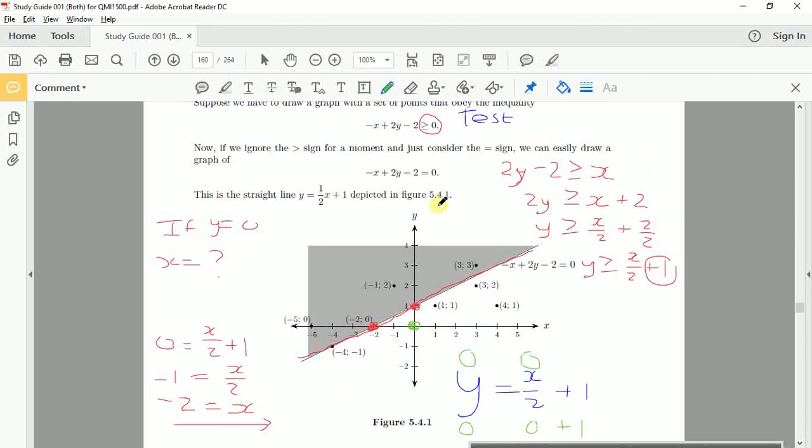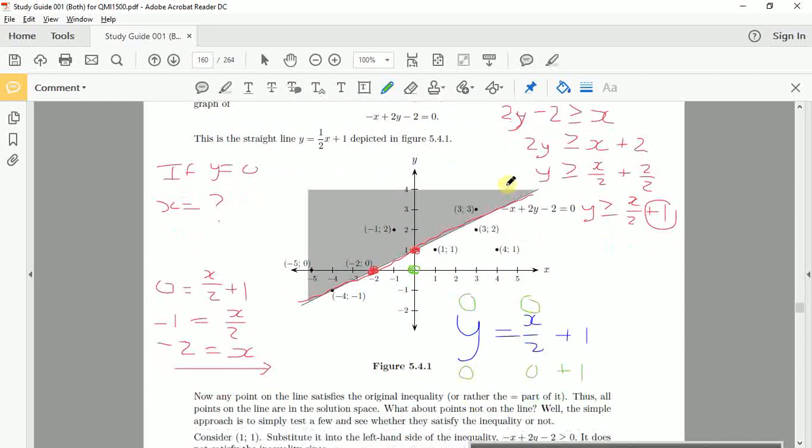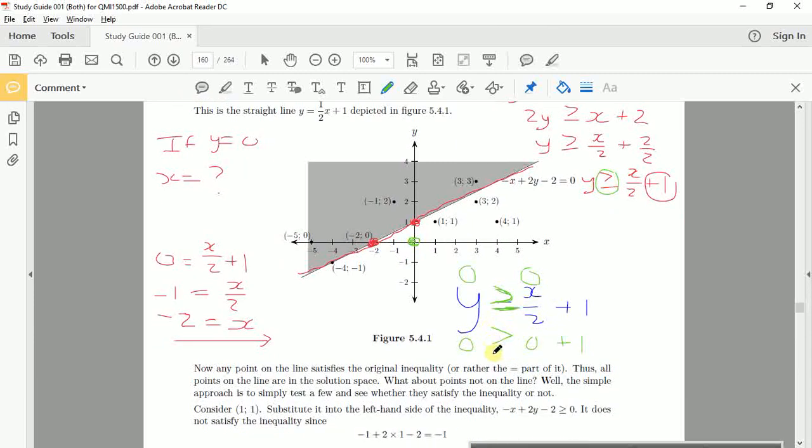Then what was the equation? It was greater than or equal to. I should have written this like that. Greater than or equal to. Is naught greater than or equal to 1? Is naught greater than 1? Oh no, it's less than 1. Yeah, it's false. It's less than 1. So that's wrong. That means I cannot have anything on this side of the line.